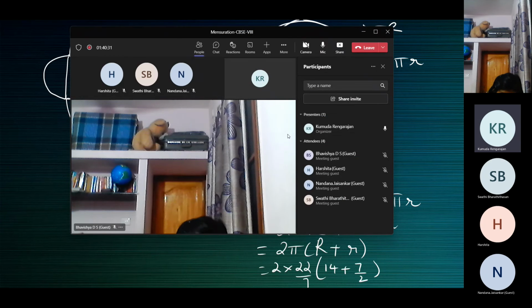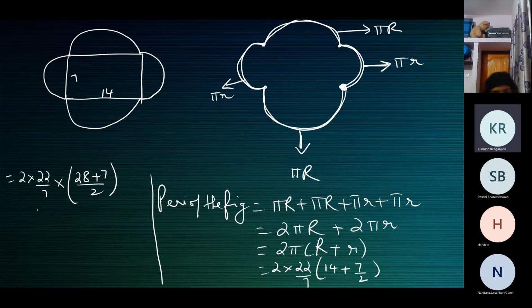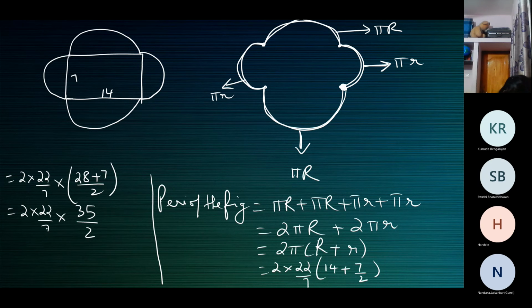Just continue working here. So that is 2 into 22 by 7 into, after taking LCM, 28 plus 7 by 2 in the bracket. So that is equal to 2 into 22 by 7 into 35 by 2. So this 2 and 2 will get cancelled. 7 ones are 7, 7 fives are 35. So it is 110 centimeters. The perimeter of the figure is 110 centimeters.